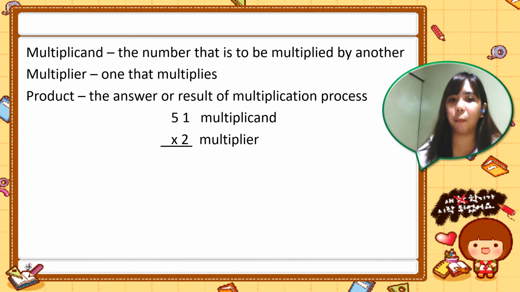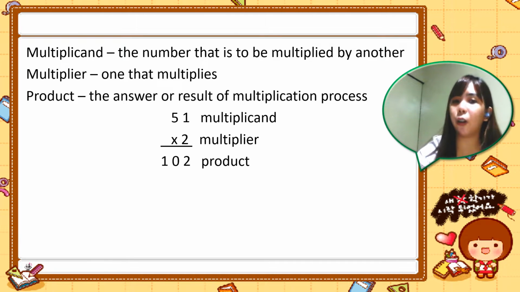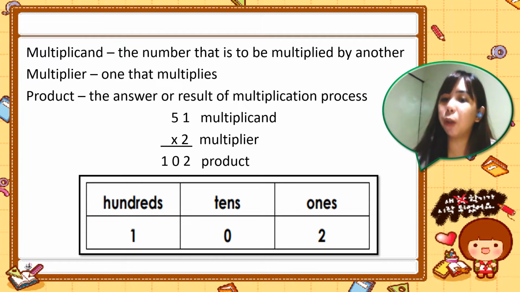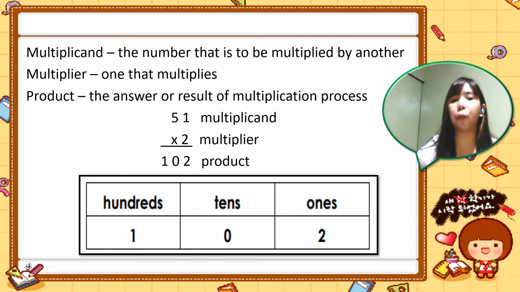Take a look at this one. So 51 times 2 is equal to 102, whereas 51 is the multiplicand and 2 is the multiplier. And 102, of course, is known as the product, or ang answer is called the product. We are using again the letter X as the symbol or sign of multiplication. When we multiply numbers, we start with the ones, going to the tens until we reach the hundreds. Do you understand? Okay, so for you to understand it better, let's take a look at this one.